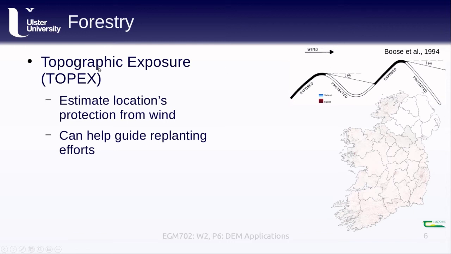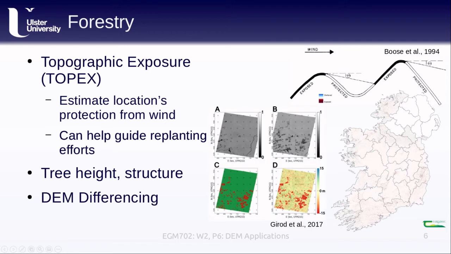And so by using parameters like the topographic exposure, we can help to make sure that our planting efforts are as successful as possible. We can also use DEMs to work out things like tree height and different structure. We discussed this in the LIDAR lesson, for example, how we can use LIDAR to work out different parameters for trees. And we can also use DEM differencing to learn more about things like deforestation.